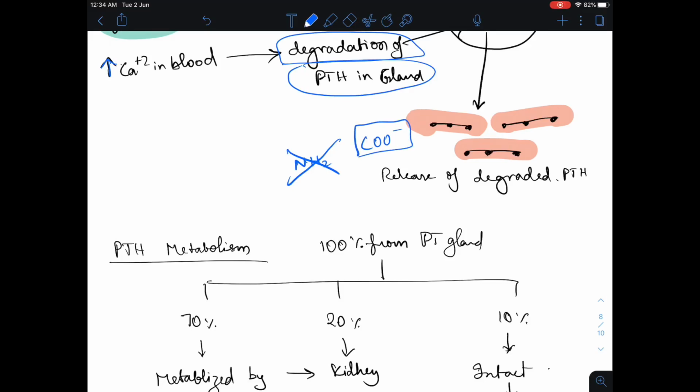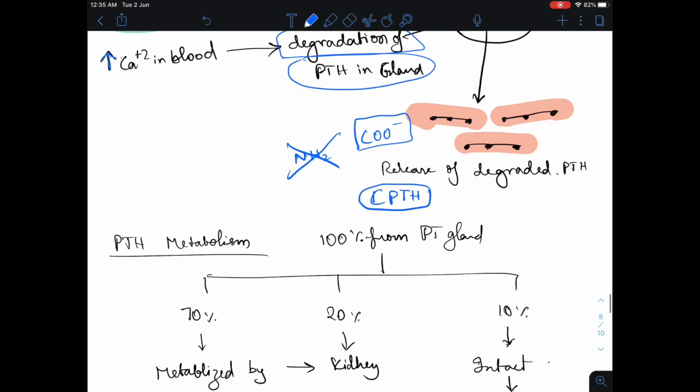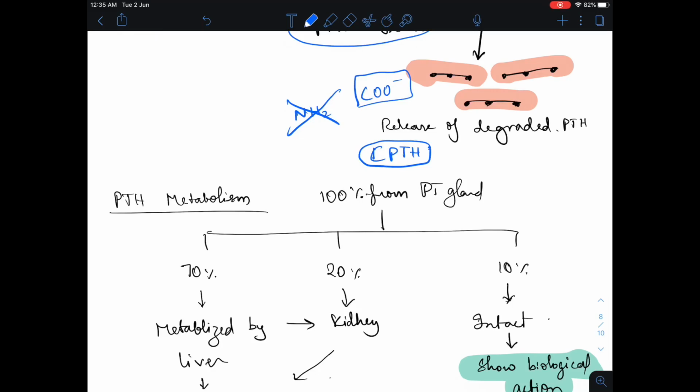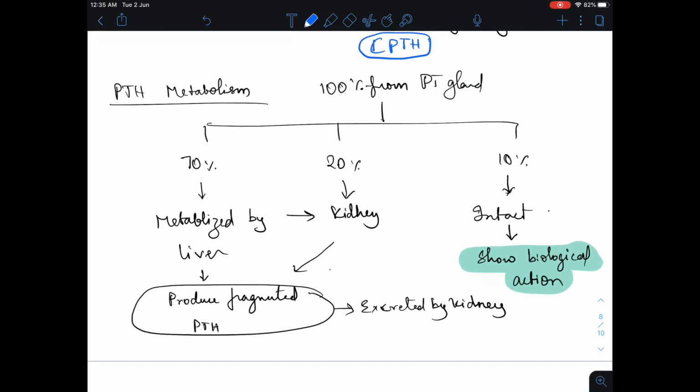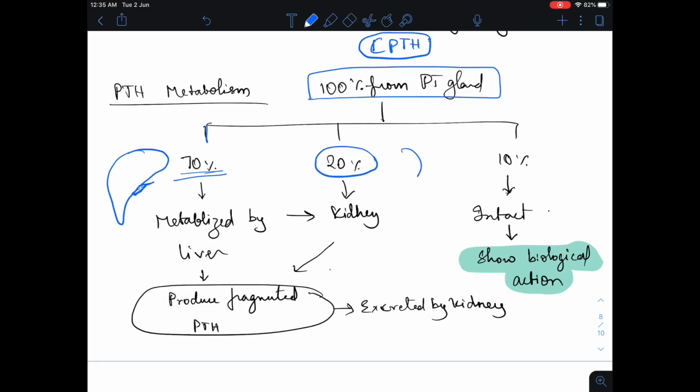And this COOH fragment has many other biological actions which are not necessary right now. They are called C-PTH, as I told earlier, right? They have very individual biological actions. Previously it was thought that C-PTH has no action, but it has action in various disease pathogenesis. That's not so important for us right now. Whereas in PTH metabolism, suppose 100% PTH is released from the parathyroid gland, 70% is metabolized by the liver, 20% by the kidney, and 10% is intact.